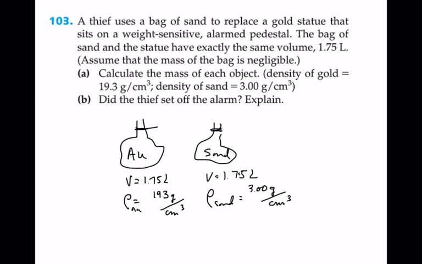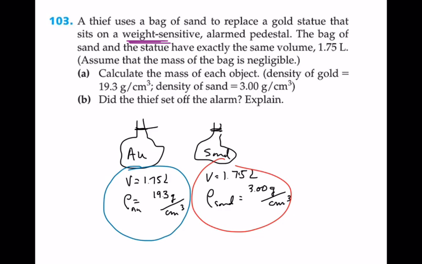And the thing is it's all about weight sensitive. So you're supposed to, for A, calculate the mass. So you're going to use volume, you're going to have to go from liters to milliliters, and then from milliliters to cubic centimeters, and then you can use your density to get to mass. You're going to do that for both of them. So mass of AU and mass of sand. That's A.